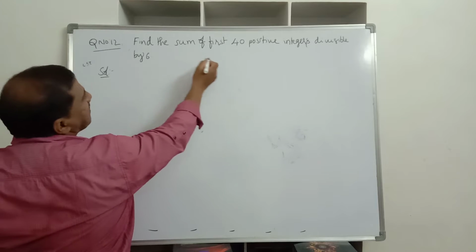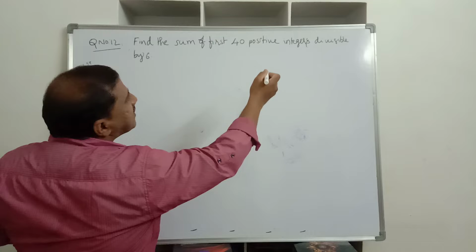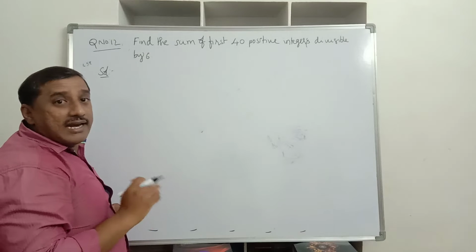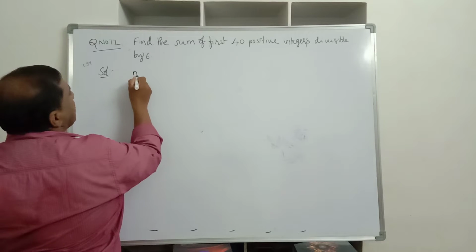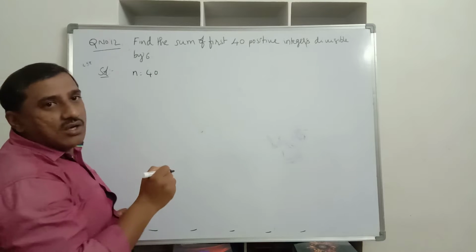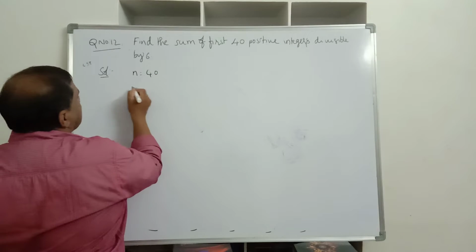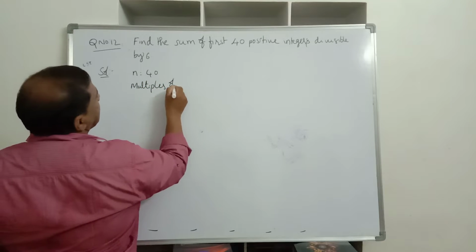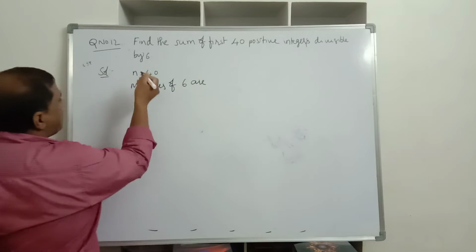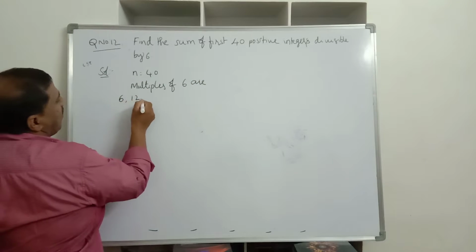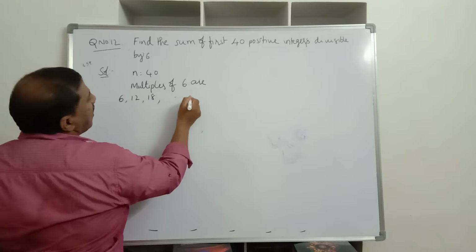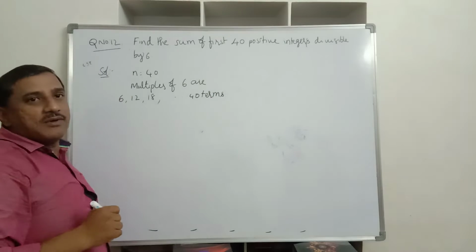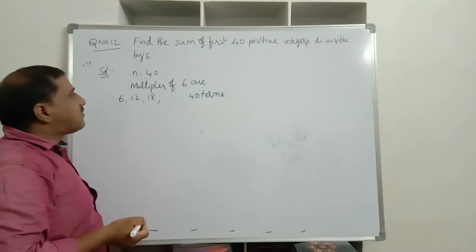Find the sum of first 40 positive integers divisible by 6. The number 40 represents the number of terms, that is n. So n is equal to 40. Now what are the multiples of 6? The first multiple is 6, then 12, then 18, and so on till 40 terms. Why 40 multiples? Because 40 positive integers means we have to take 40 multiples.